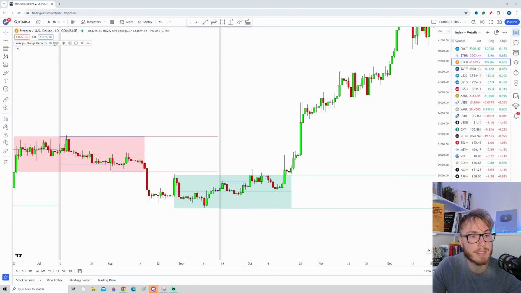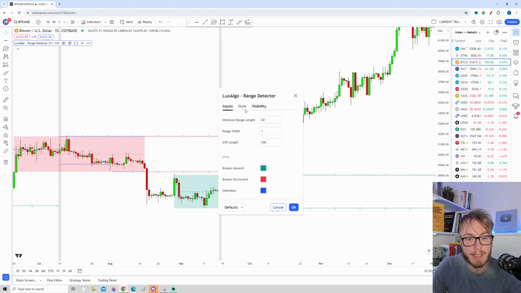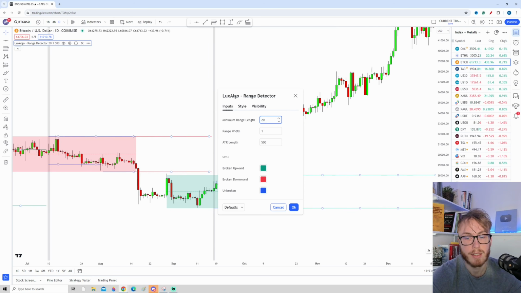And once again, let's take a quick look at the settings as well. This settings tab is much more straightforward than the previous indicator. First of all, the first setting, called minimum range length, is pretty much what the name suggests. You can choose a minimum length for a trading range. So if you're looking for very short ranges, you can, for example, decrease this number to 10.